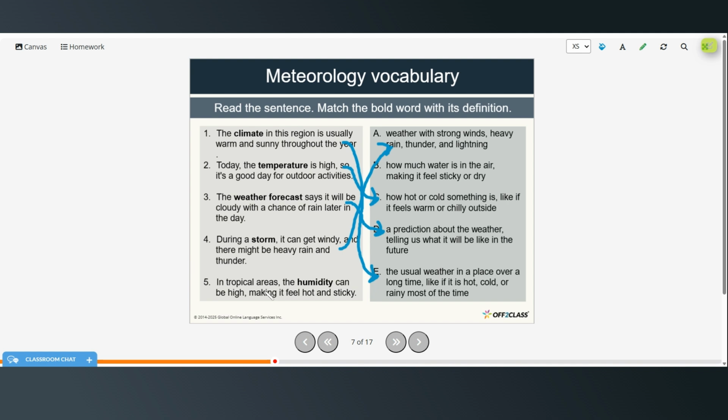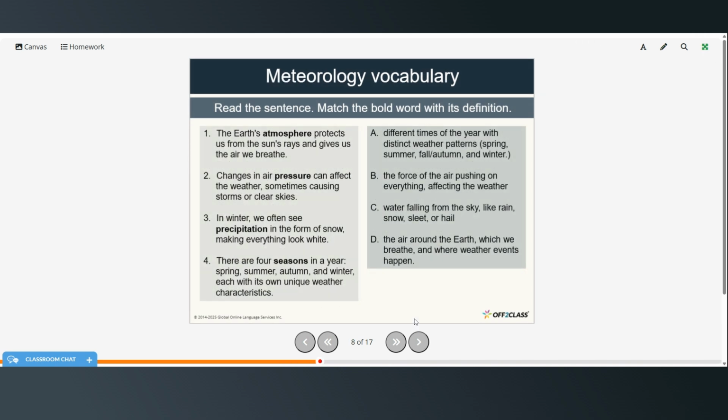In tropical areas, the humidity can be high, making it feel hot and sticky. So how much water is in the air, making it feel sticky or dry, is humidity. The Earth's atmosphere protects us from the sun's rays and gives us the air that we breathe. So atmosphere is the air around the Earth, which we breathe and where weather events happen. Changes in air pressure can affect the weather, sometimes causing storms or clear skies. So pressure is the force of the air pushing on everything, affecting the weather.